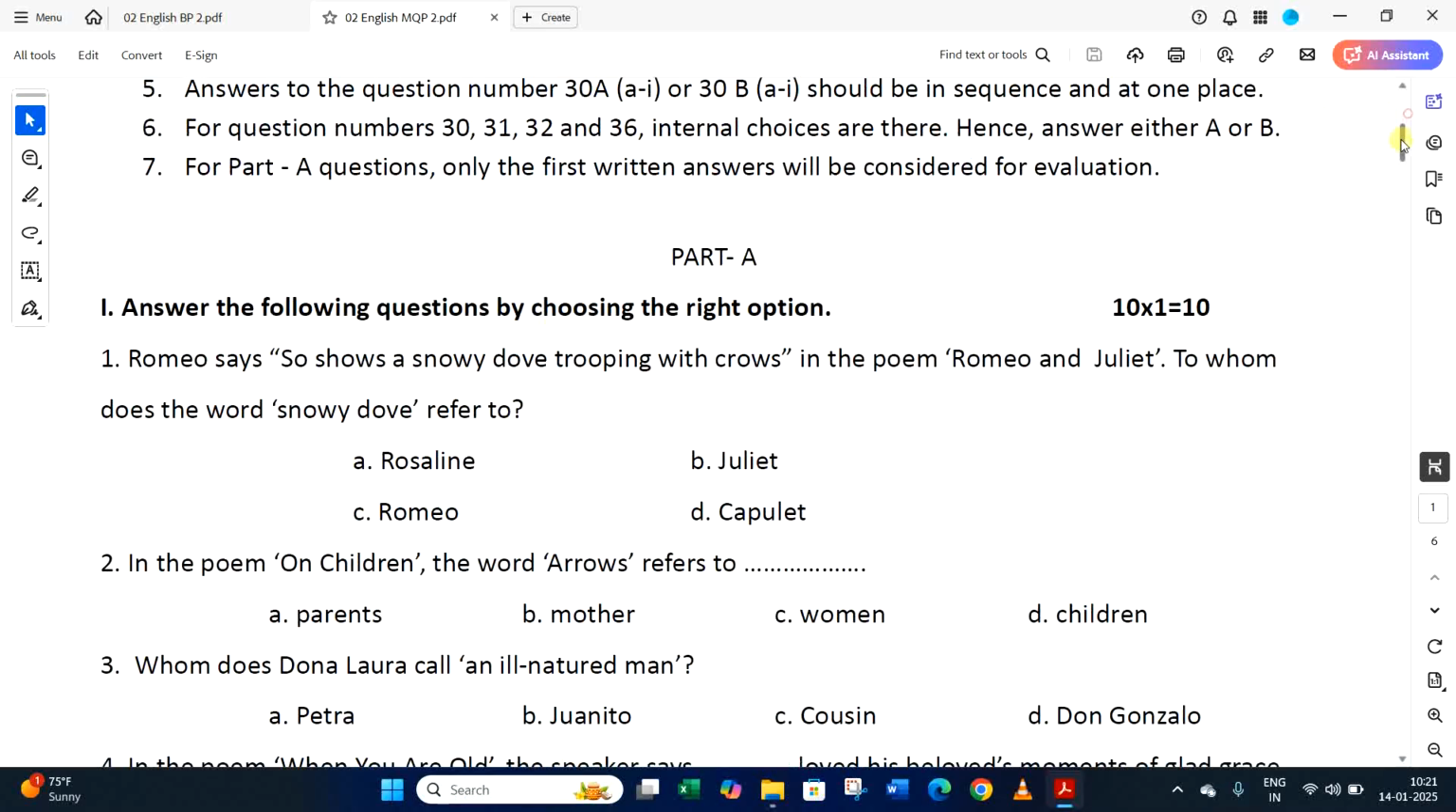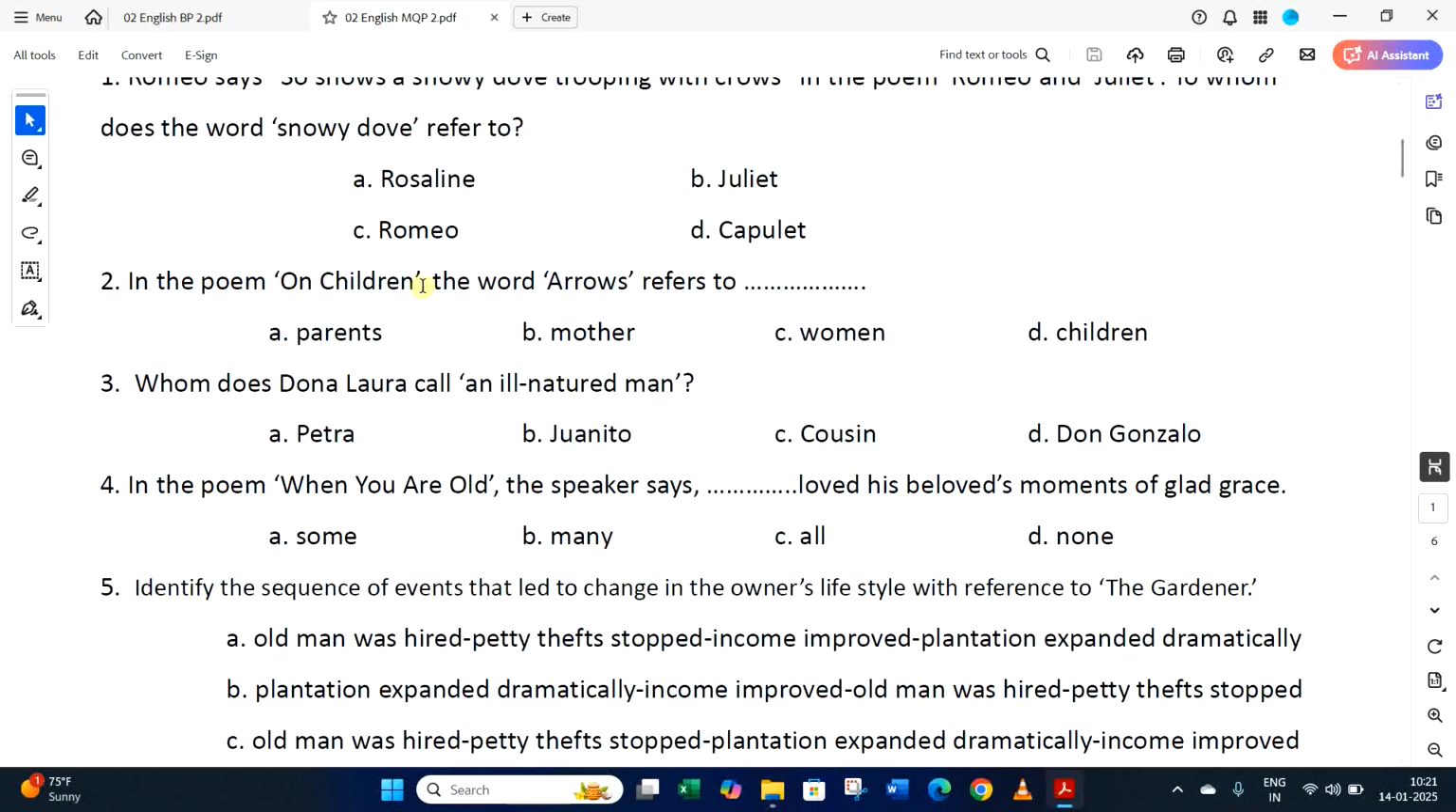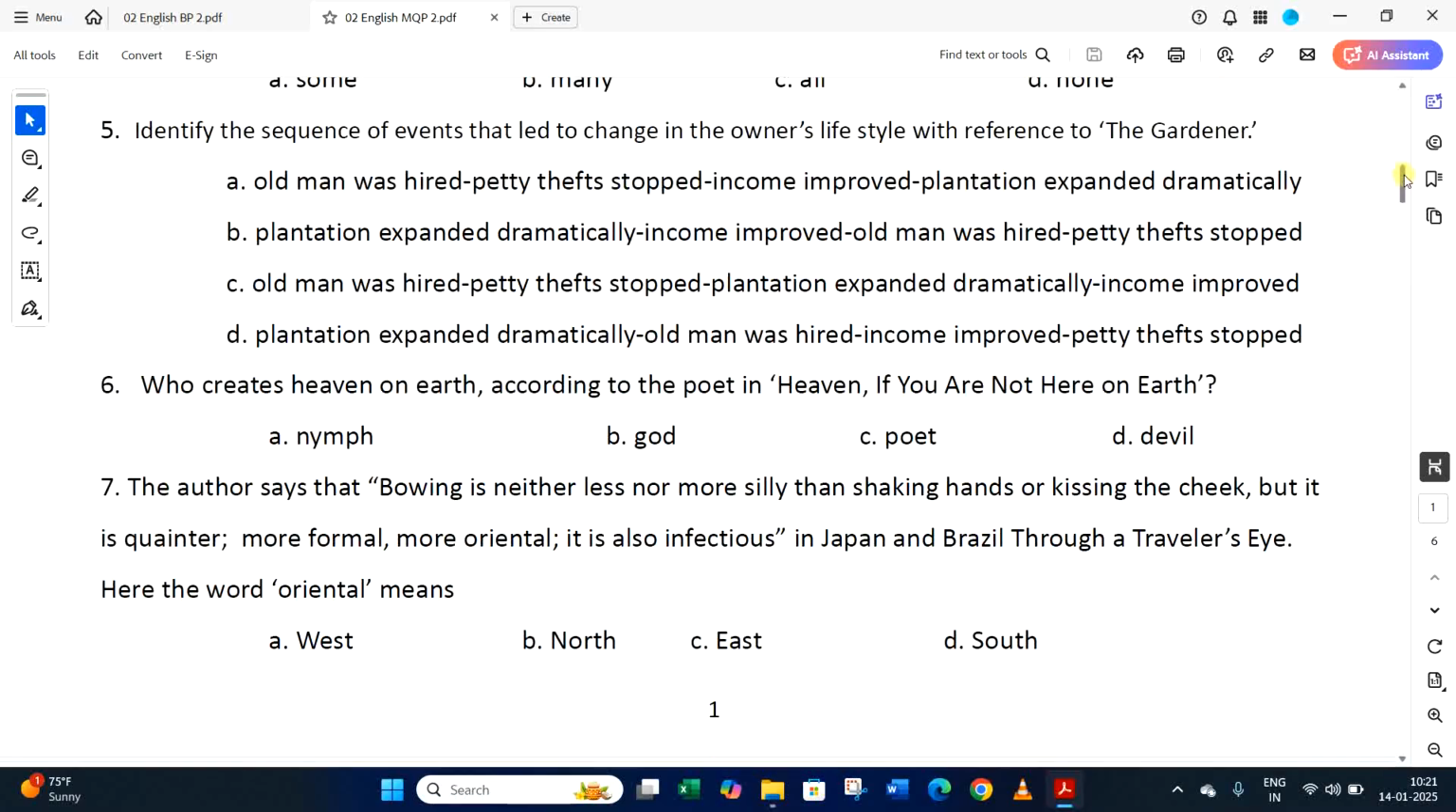Let us go towards the next part, that is, you can find here the second question from the next lesson, that is the next poem on children. In the same way, the first question is all about a multiple choice question, my dear students. Then you will find a very important question, sequence of events, which we have to understand and then write the right answer. Identify the sequence of events that led to a change in the owner's lifestyle with reference to the lesson The Gardener. So you have to read the options, and then we have to write the right option.